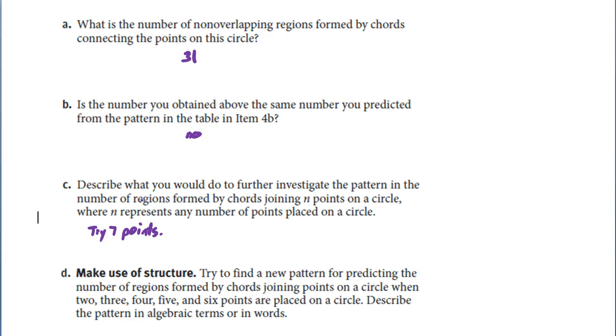Question C, describe what you would do to further investigate the pattern in the number of regions formed by chords joining n points on a circle. So we're using the variable n to represent any number of points we want. Well, what could we do to further investigate? We could try 7 points, or we could draw a circle and put 8 points on it and draw the segments and count the regions. The point is that we need to try further instances. It looked like we had a pattern for a few examples, but when we tried further examples, the pattern no longer worked.